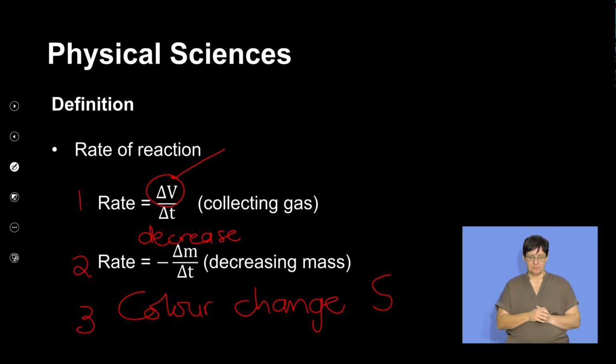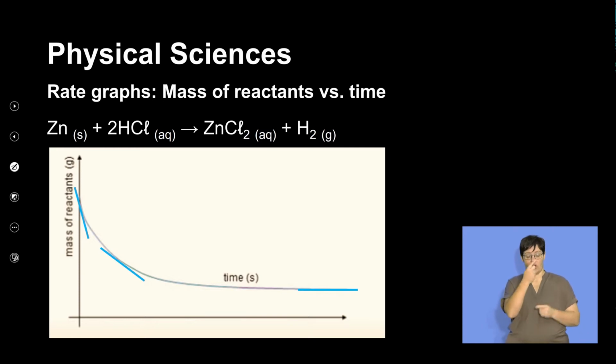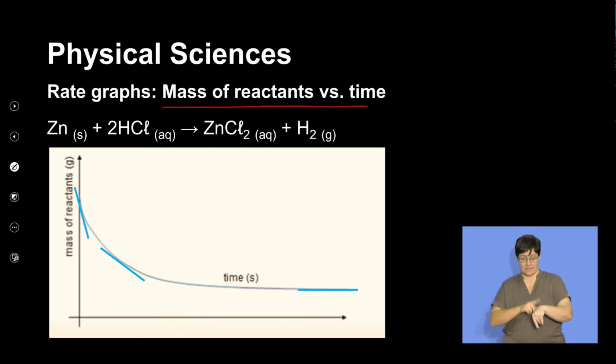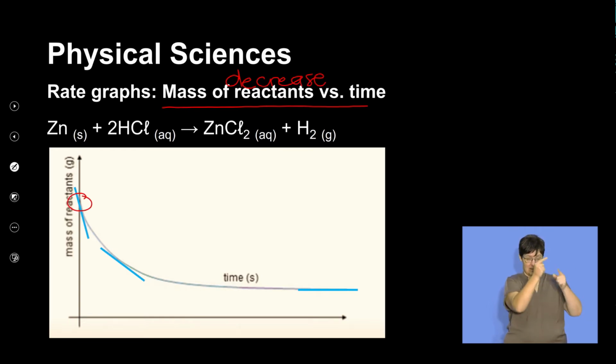So our first graph is all about the mass of the reactants versus the time. And I need to remind you that because of this decrease in mass, it means that we start off at a high mass, because at the beginning there is lots of reactant.